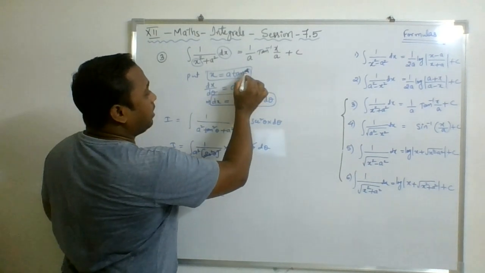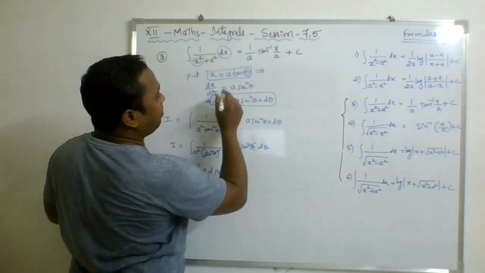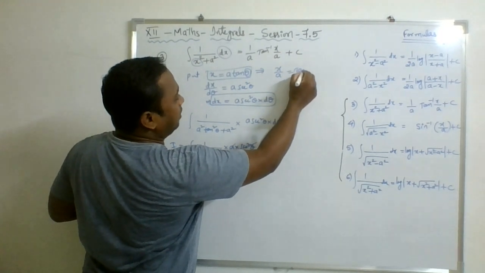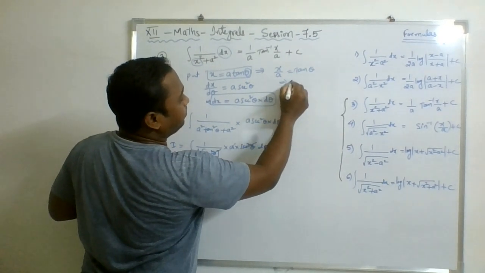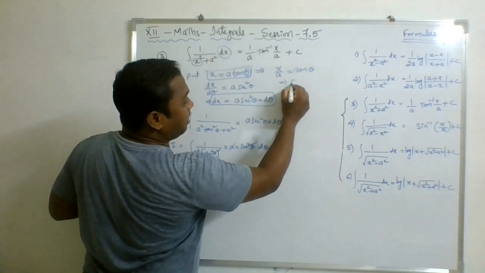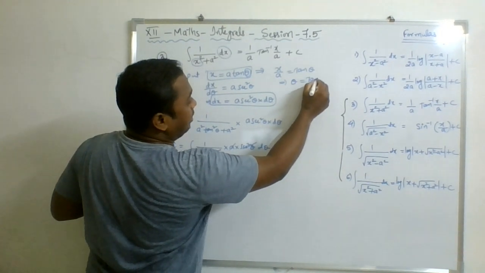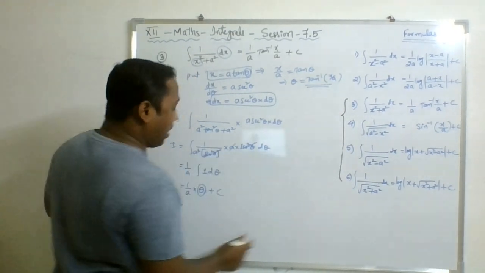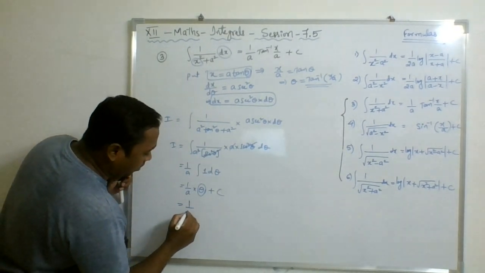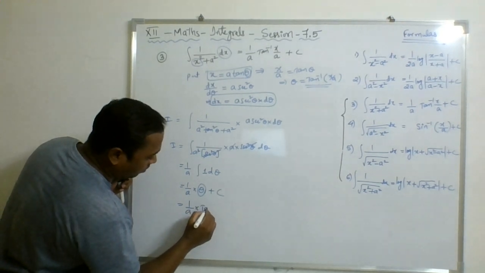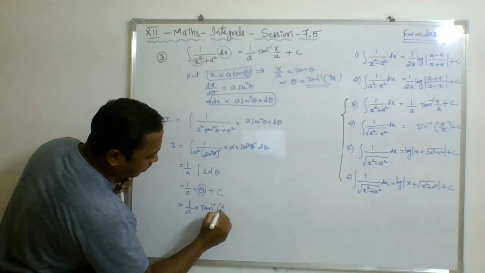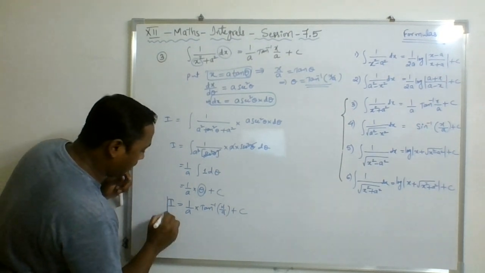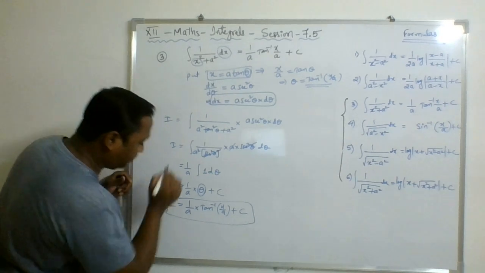From here, x by a is equal to tan theta. Then theta will be what? Tan inverse of x by a. So theta will be tan inverse of x by a. So at the end we are going to change here to get the final answer: tan inverse of x upon a. So finally the answer is this.